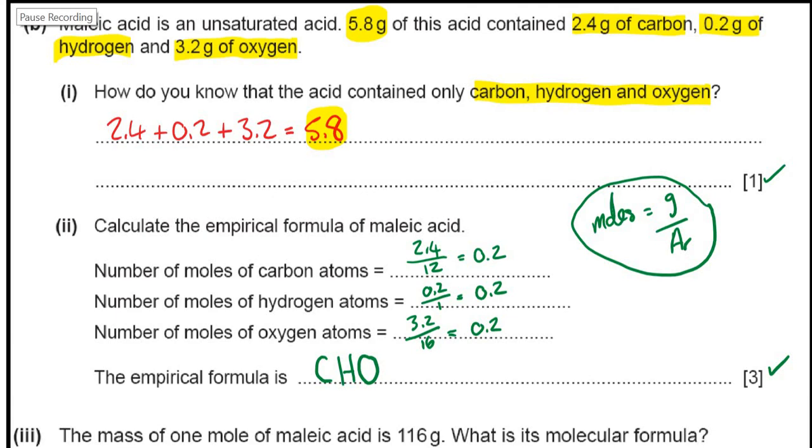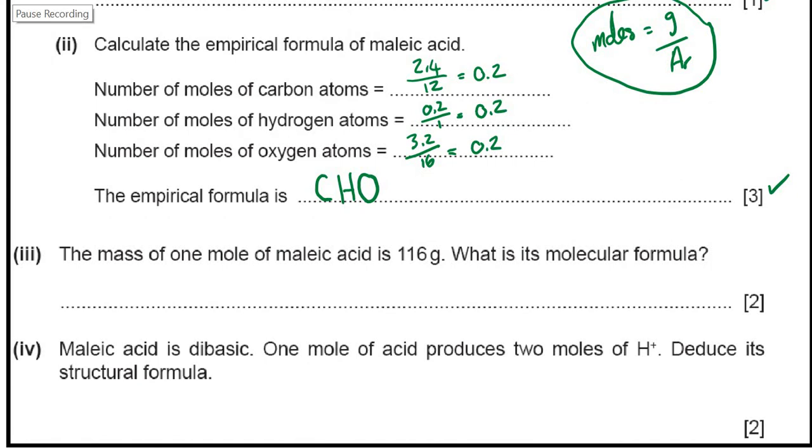Now we do the last mark and work out what the molecular formula is. So the simplest whole number ratio is CHO. That's obviously not what maleic acid is. Have a look at the next part of the question. The mass of 1 mole of maleic acid is 116. What is its molecular formula? So we know what the empirical formula is now. So now we need to add up the Ars of the empirical formula.